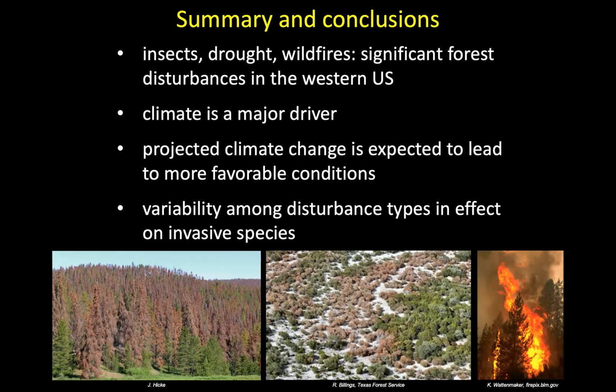So to summarize, I showed you characteristics about three major forest disturbances in the Western US: insect outbreaks, drought, and wildfires. For each of these, we know that climate is a major driver, and based on projected climate change, it appears that conditions in the future will lead to more severe, frequent, extensive disturbances. And my suggestion is, though, that whether this climate change will affect invasive species may depend a lot on the disturbance type and the type of forest.